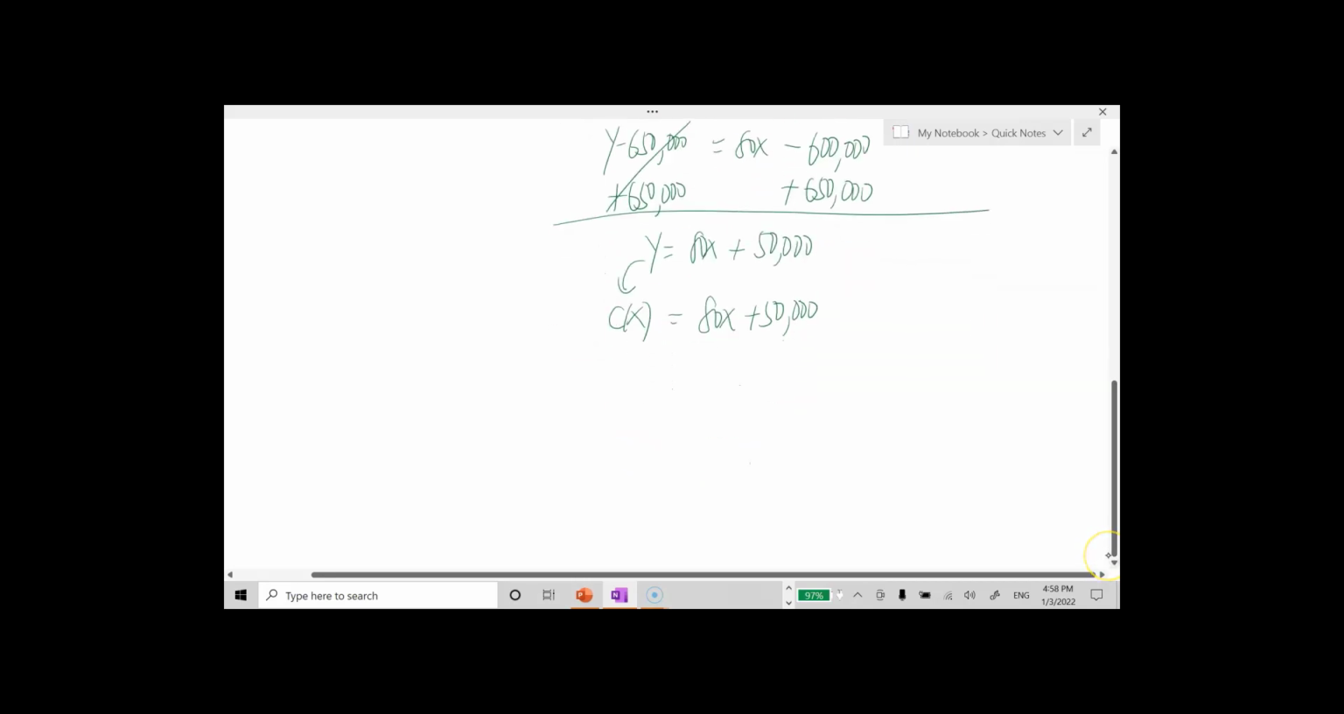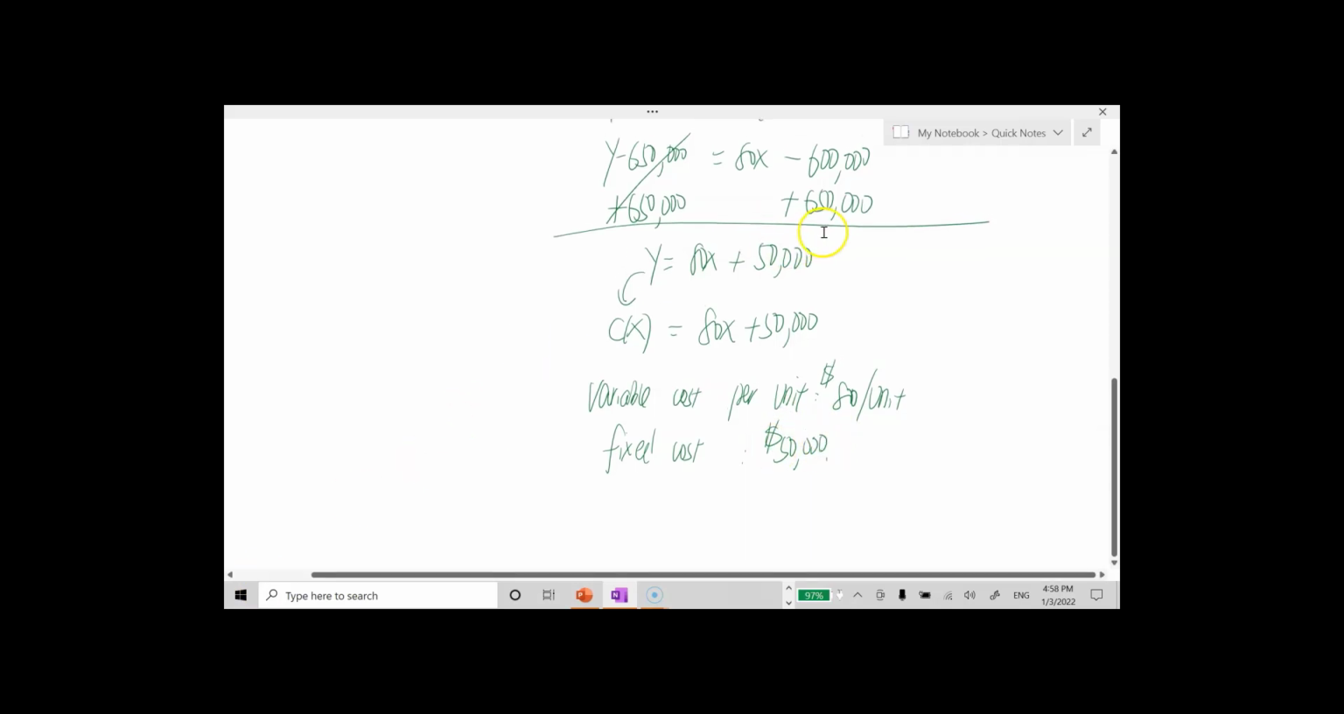So here the variable cost per unit is 80, $80 per unit. And then the total fixed cost is $50,000. So here the y-intercept represents the fixed cost. So that takes care of the cost function.